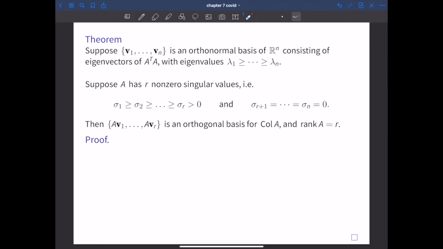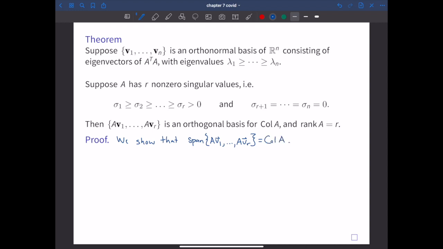So we're going to focus on this part here. We're going to show that A times V1 up to A times VR is an orthogonal basis for the column space. We want to show that it's a basis first. What does a basis have to satisfy? It has to span and it has to be linearly independent. So first, we're going to try and show that the span of AV1 all the way up to AVR is equal to the column space of A.